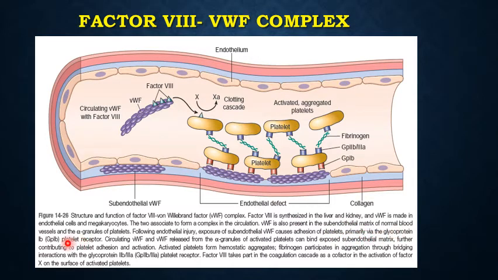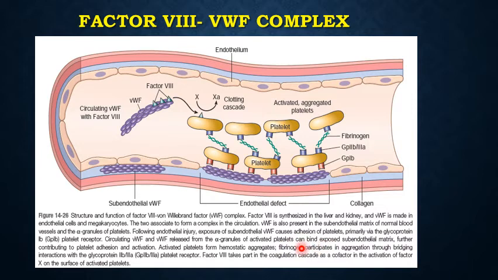This occurs primarily via the glycoprotein platelet receptor 1b. Circulating von Willebrand factor and von Willebrand factor released from the alpha granules of the activated platelet can bind the exposed subendothelial matrix, which causes further platelet adhesion and activation. The activated platelets form the hemostatic aggregate. When von Willebrand factor with factor 8 is activated, it leads to conversion of factor 10 to factor 10A, which leads to activation of the clotting cascade, so fibrinogen is converted to fibrin, and then it aggregates with the platelet.